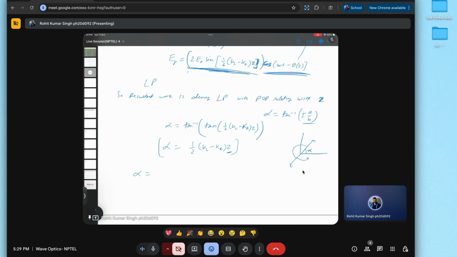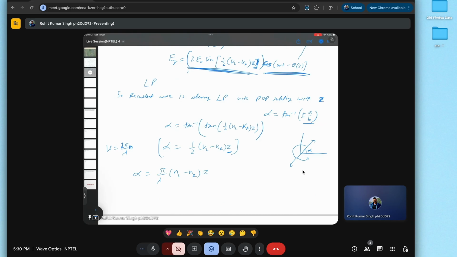And we can write it in terms of wavelength, because you know that k is just 2 pi by lambda, right? And if the refractive index is n, then this is the formula. So you can write this as pi by lambda (nL minus nR) z. So now you see it depends on two things.